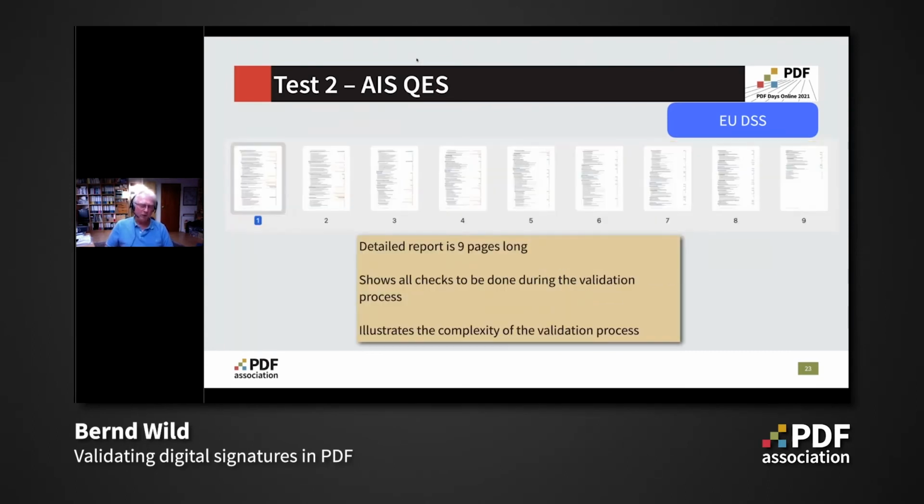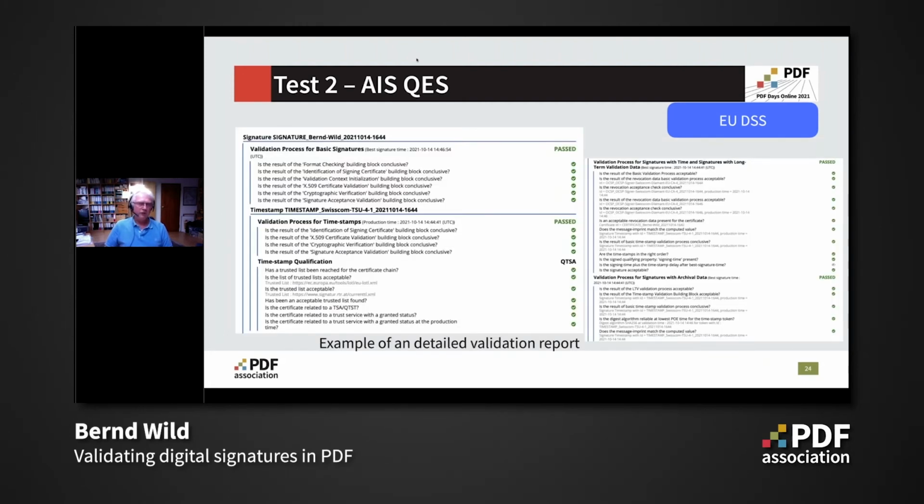Okay, if you want to see the whole report of the EU DSS, it is up to 9 pages long. It's very, very detailed. It shows all checks to be done during the validation process, and I think you get an impression of how complex the whole overall validation process is in this case. This is just an excerpt from this detailed validation report. You see a lot of checks. In this case, all things have passed.